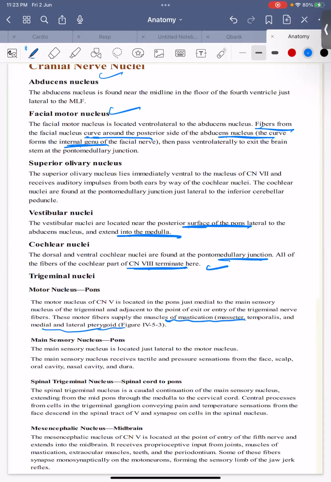Then we have the main sensory nucleus. It is located lateral to the motor nucleus. It receives the tactile and pressure sensation from the face, scalp, oral cavity, nasal cavity, and dura. The tactile and pressure: main sensory nucleus.